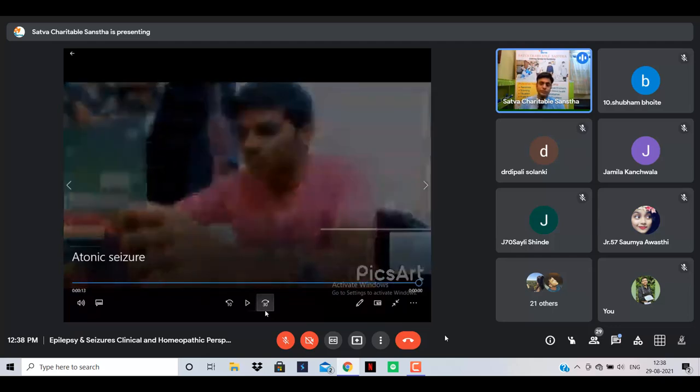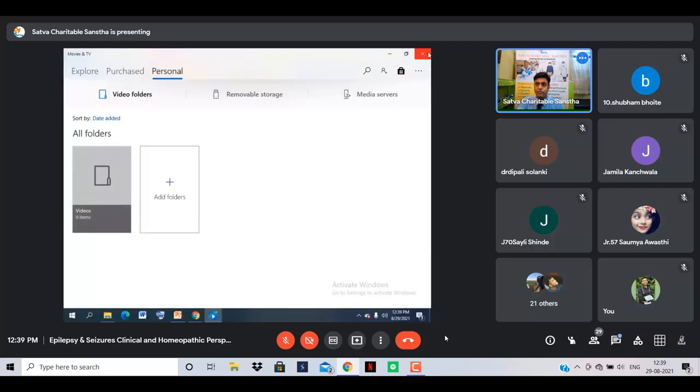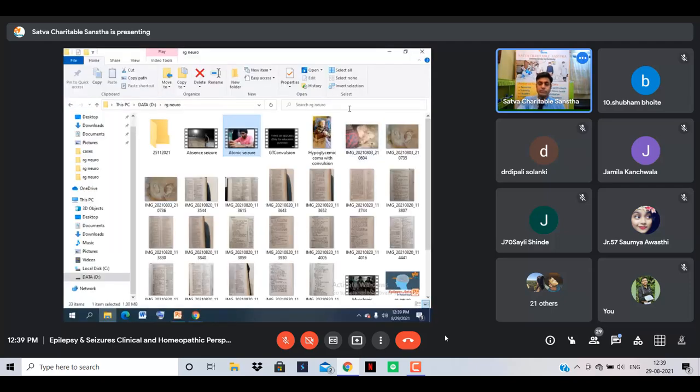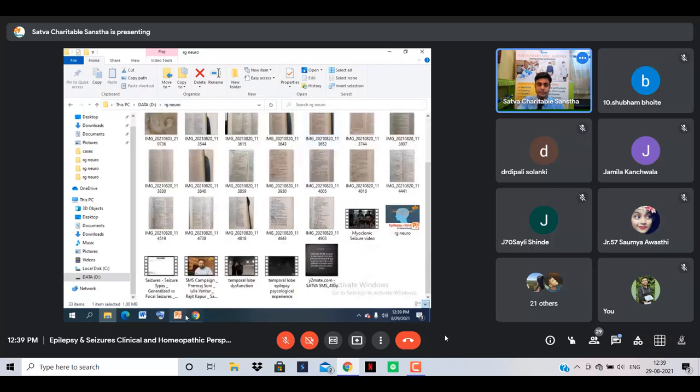The consciousness may not be impaired. The person can continue to do the activity which the person was doing. The behavioral abnormality doesn't develop in this. Then we will talk about myoclonic.